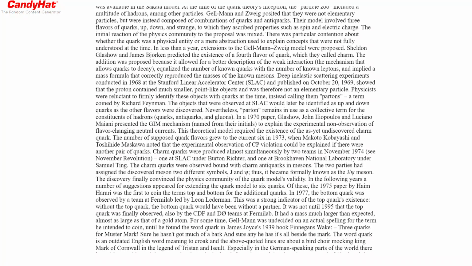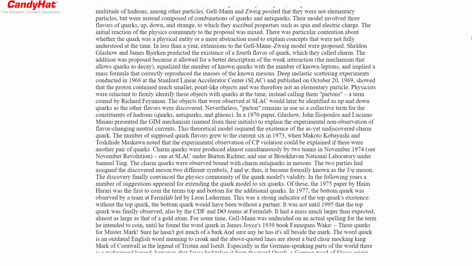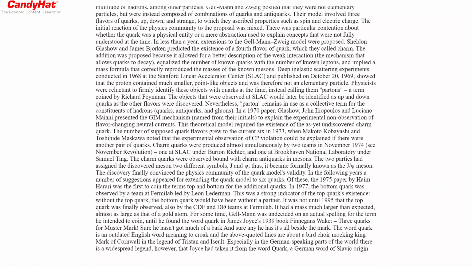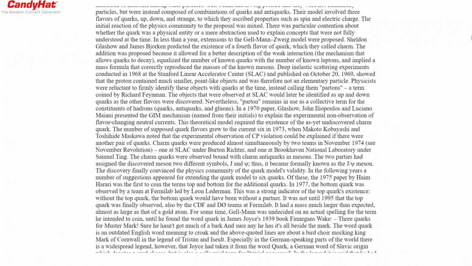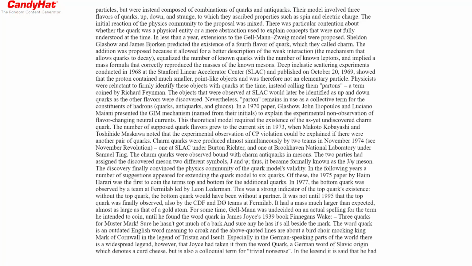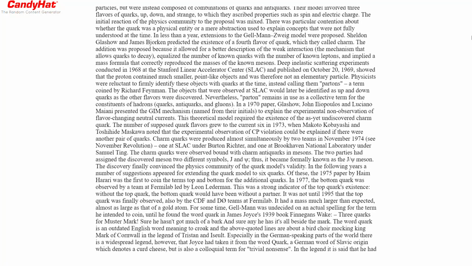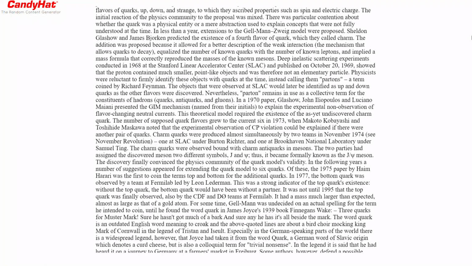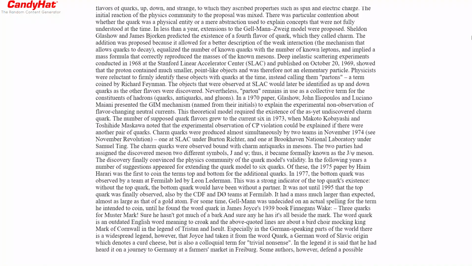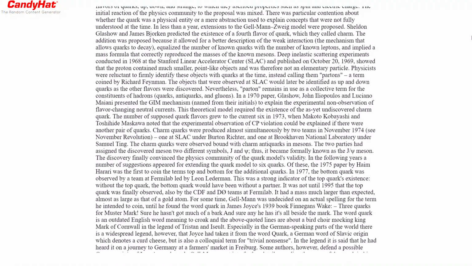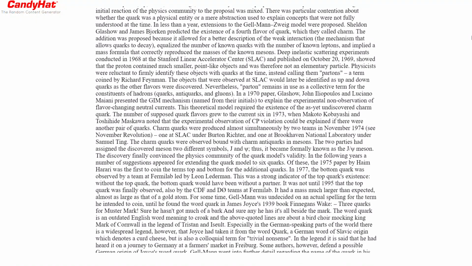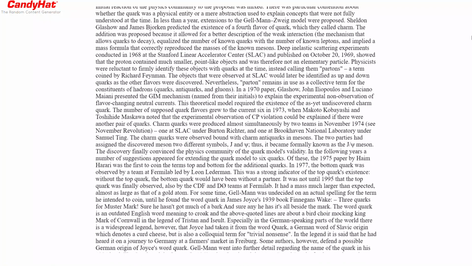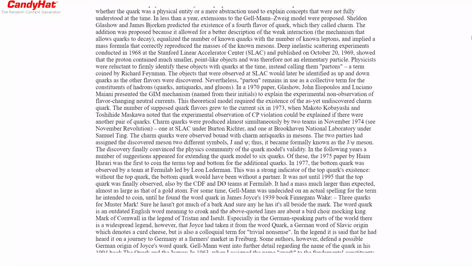The word quark is an outdated English word meaning to croak, and the above quoted lines are about a bird choir mocking King Mark of Cornwall in The Legend of Tristan and Isolde. Especially in the German-speaking parts of the world there is a widespread legend, however, that Joyce had taken it from the word quark, a German word of Slavic origin which denotes a curd cheese, but is also a colloquial term for trivial nonsense. In the legend it is said that he had heard it on a journey to Germany at a farmer's market in Freiburg.